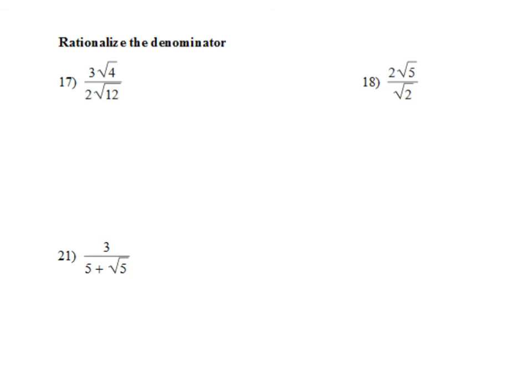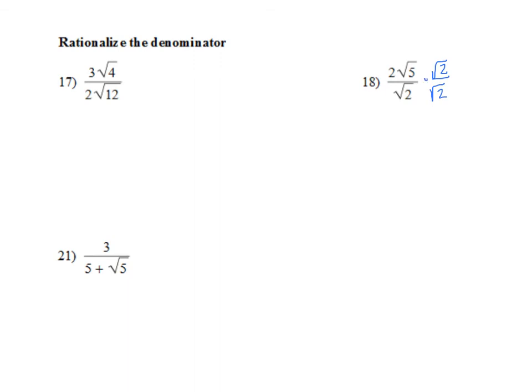I need to multiply by something that's going to get rid of that. Okay, but the only thing I can multiply by without changing the value of this fraction is 1. So I'm going to multiply by 1. But remember that you can write 1 several ways. You could write it as a 1, or 6 over 6, or 10 over 10, or in this case, square root of 2 over square root of 2.